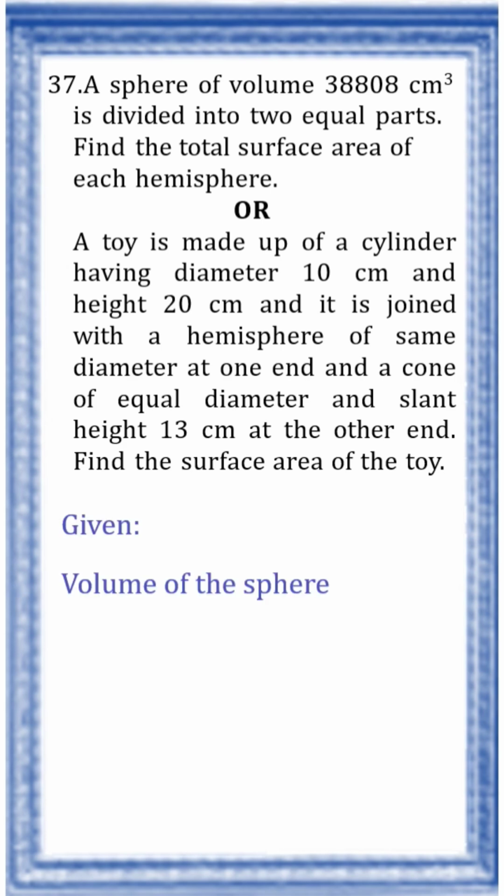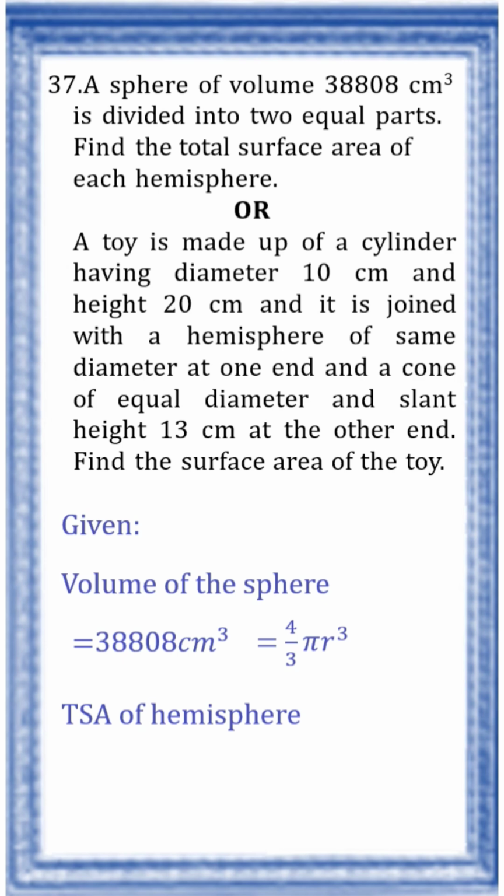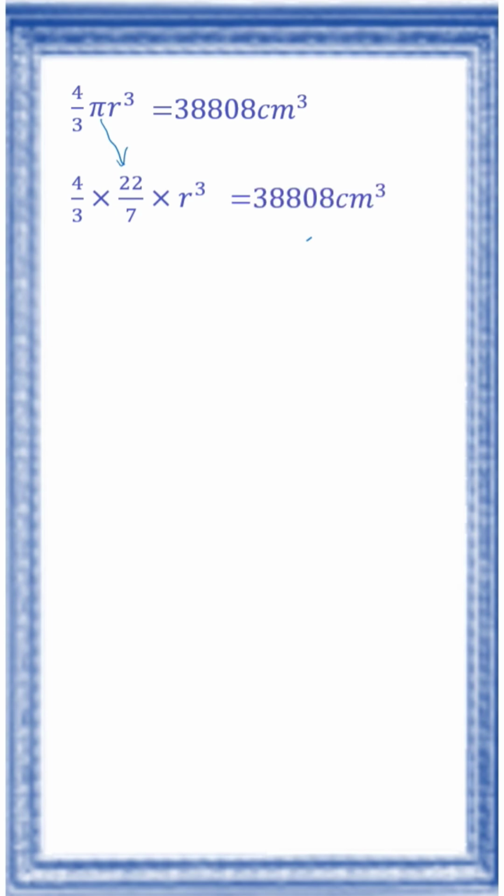What has been given here? Volume of the sphere is equal to 38,808 centimeter cube, which is equal to 4 by 3 pi r cube. We have to find the TSA of the hemisphere, the formula for which is 3 pi r square. Now 4 by 3 pi r cube we have been given, what is that? 38,808 centimeter cube. Now let us substitute the values. For pi, 22 by 7 r cube is equal to 38,808 centimeter cube. Now we have to find r cube and then radius.